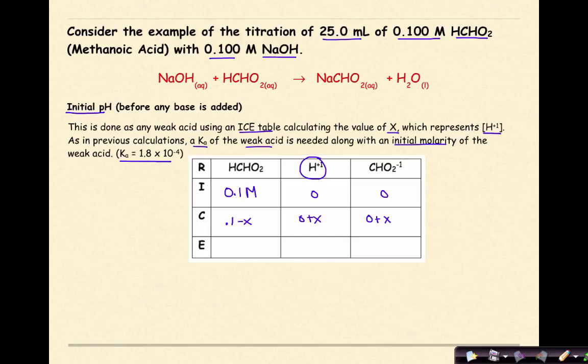So the next thing I'm going to do is set up my Ka expression. So Ka is going to equal my hydrogen ion concentration times my conjugate base, CHO2 minus, all over HCHO2. And then I'm going to plug my values in.